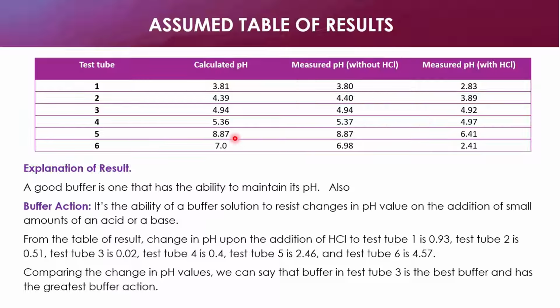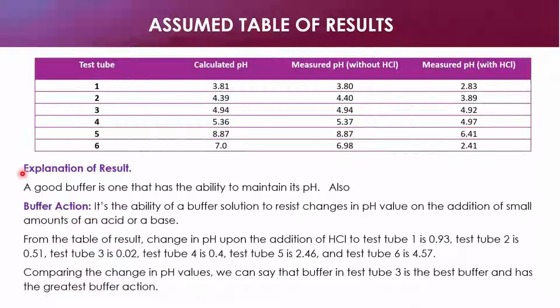For test tube 5, we have the calculated pH to be 8.87, the measured pH without HCl is 8.87, and the measured pH with HCl is 6.41. For test tube 6, we have the calculated pH to be 7.0, the measured pH without HCl is 6.98, and the measured pH with HCl is 2.41.